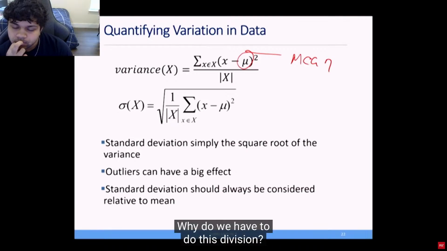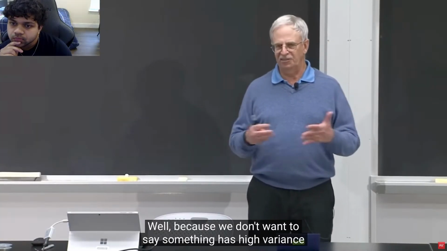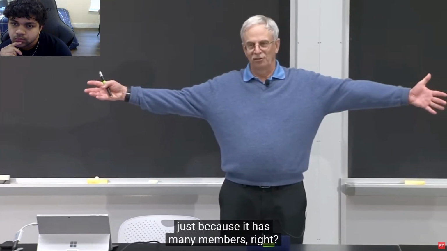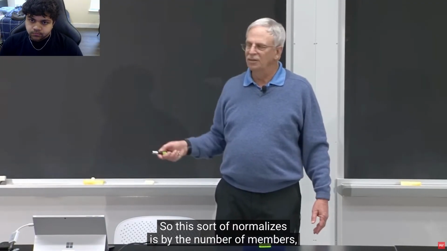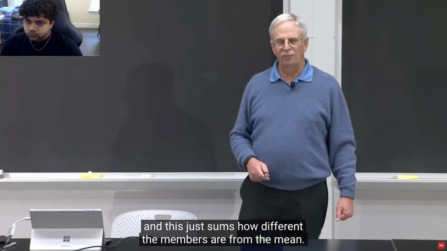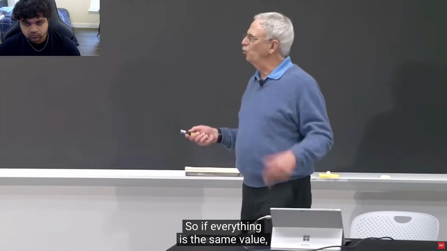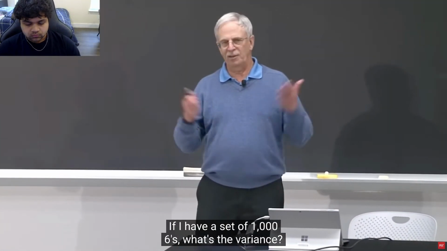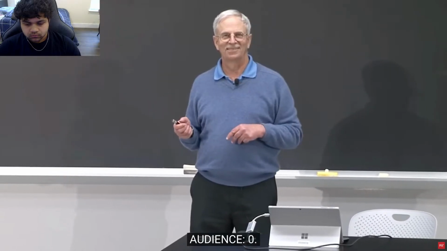Why do we have to do this division? Well, because we don't want to say something has high variance just because it has many members, right? So this sort of normalizes by the number of members, and this just sums how different the members are from the mean. So if everything is the same value, what's the variance going to be? If I have a set of 1,000 sixes, what's the variance? Yes? Zero.